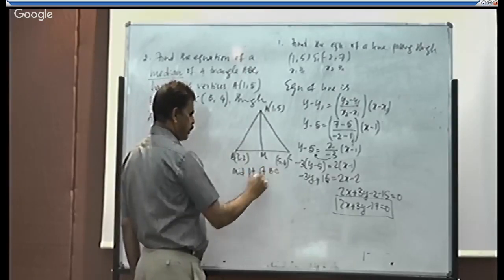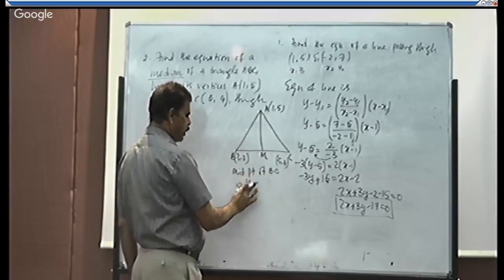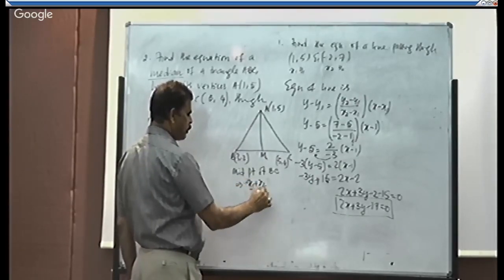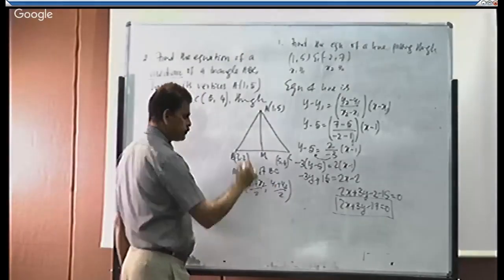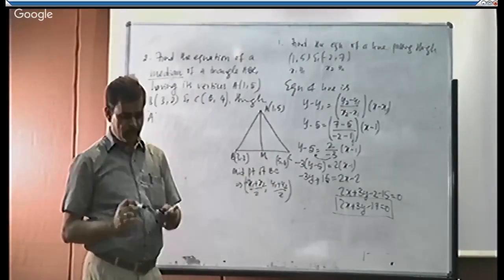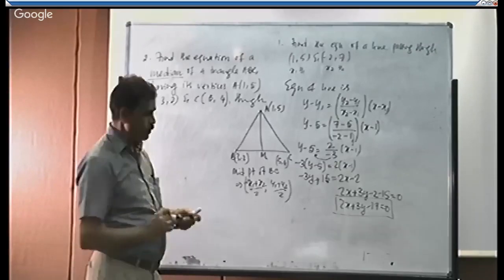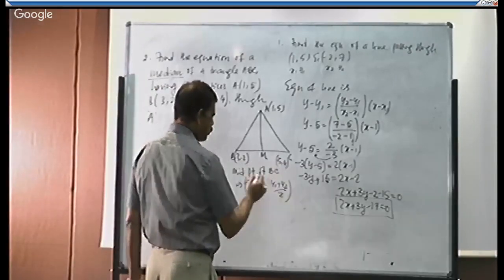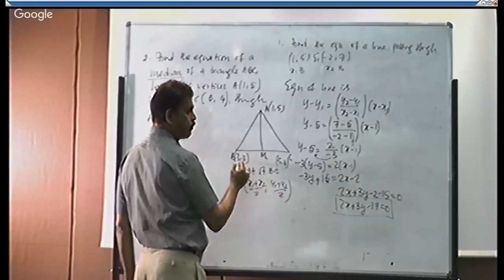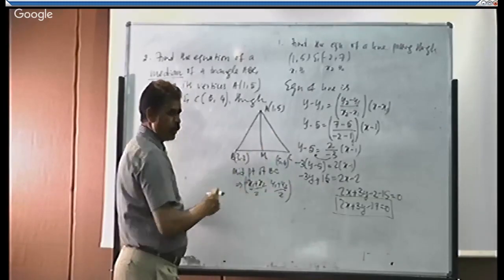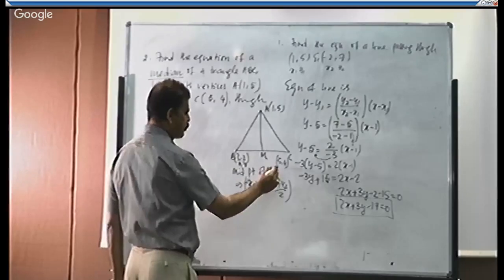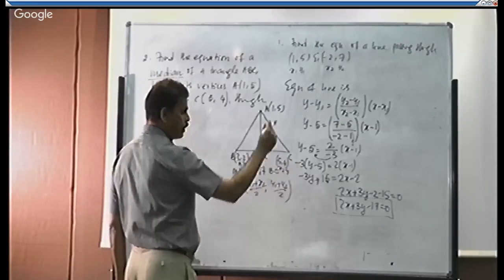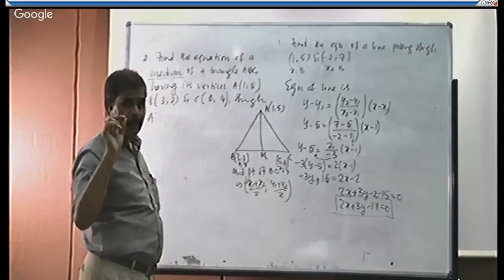Midpoint of BC is what? The midpoint formula is (x1 plus x2)/2, (y1 plus y2)/2. Is it right? Take the midpoint of which side? Side BC. B becomes x1, y1 and C becomes x2, y2. It is for getting only the midpoint.